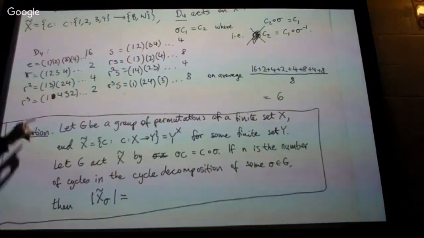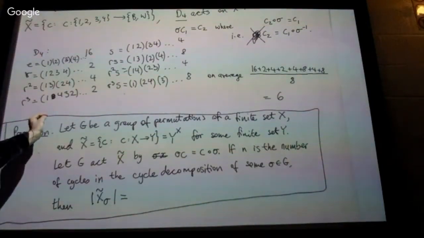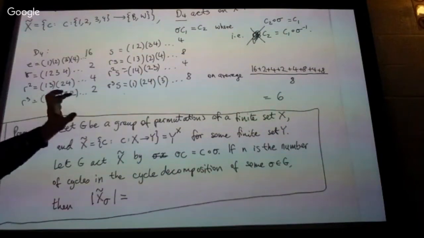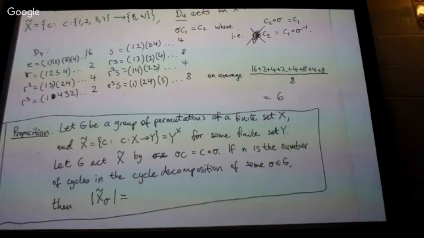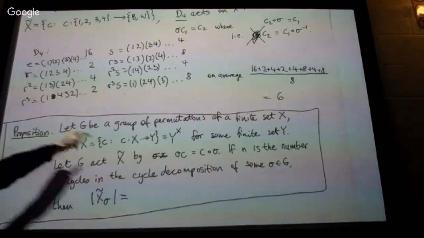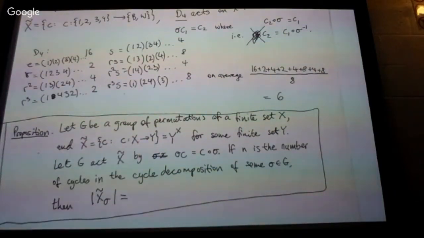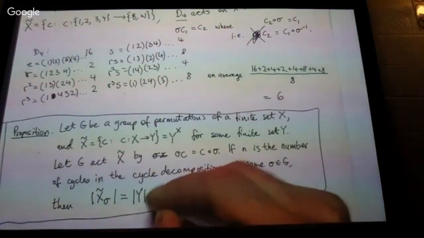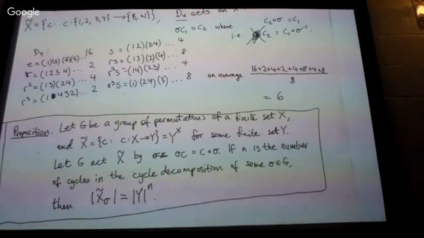Okay, so what we had was each of the cycles gets one color, and between cycles they can get same or different colors. Okay, that was the idea there. So the number of colors you can pick for each of the cycles is the size of y, because y is the colors, and there are n to choose from.